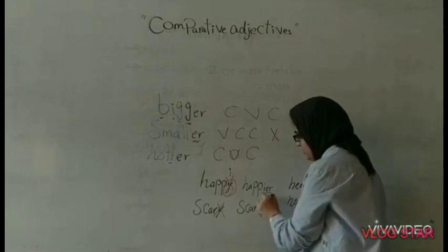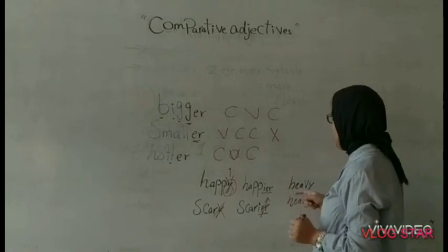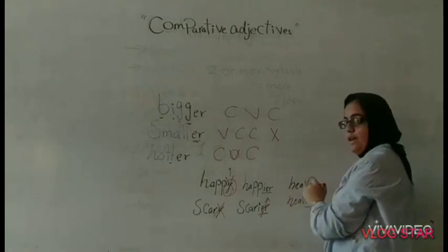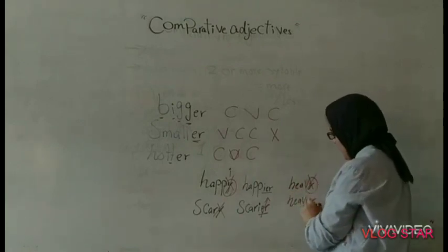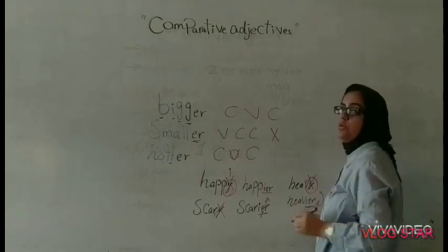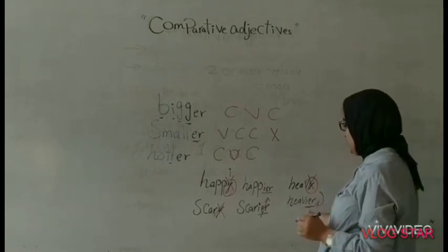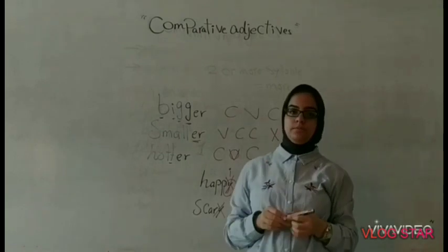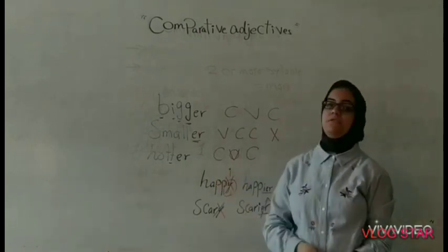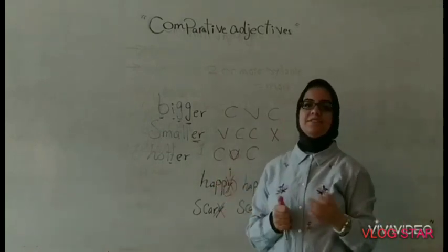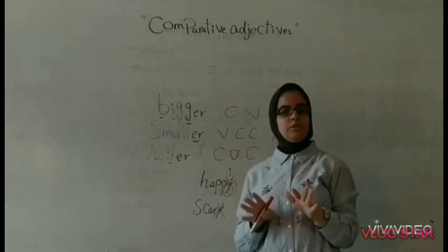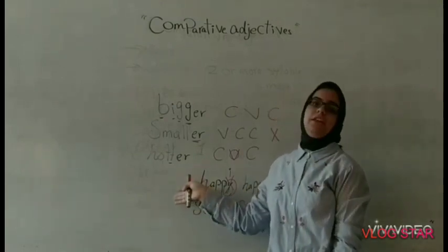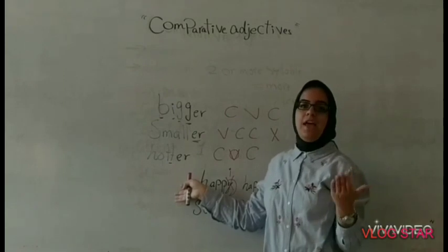Here, heavy, we have the Y and we cross the Y and we change the Y into I and then add ER. Okay guys, I hope you liked the video and hope you learned a lot. I know this rule is a little bit tricky and needs more practice, and that's okay. Until next video.